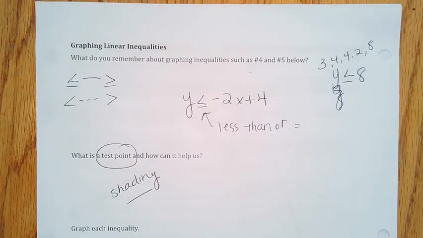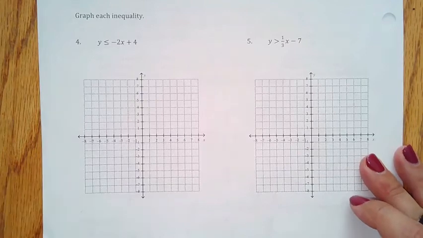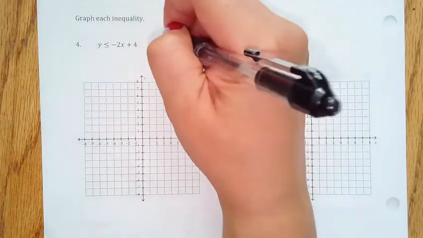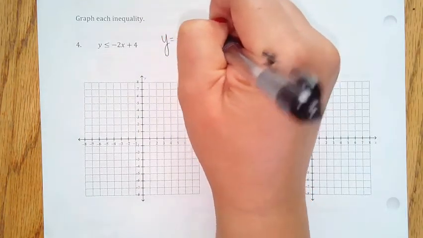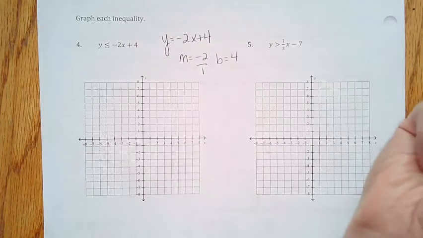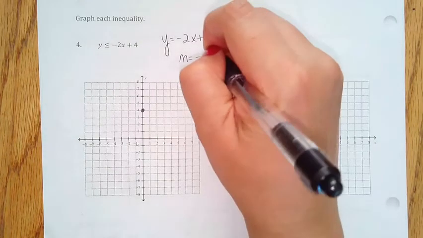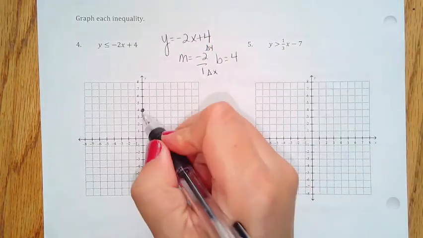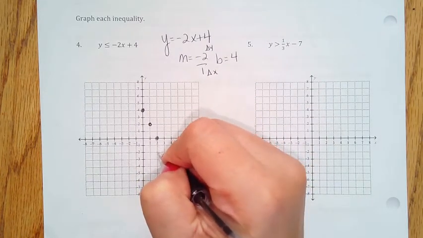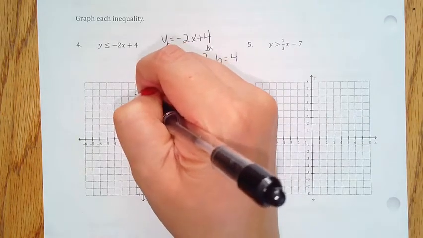Okay, so now here goes number 4. What I get to do first is ignore the inequality for a second. y equals negative 2x plus 4. So my m is negative 2 over 1, and my b is 4. Cool, I can do that. So I'm going to go up to 4, put a dot, and then I'm going to use my slope, change in y over change in x, and go down 2 over 1, down 2 over 1. Then I'm going to go up 2 over 1, up 2.